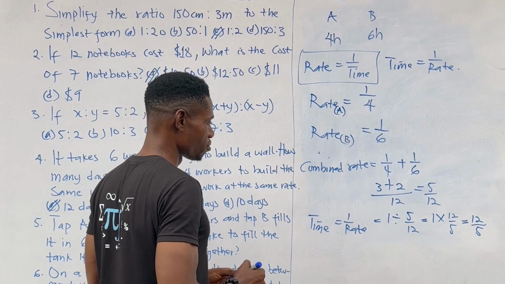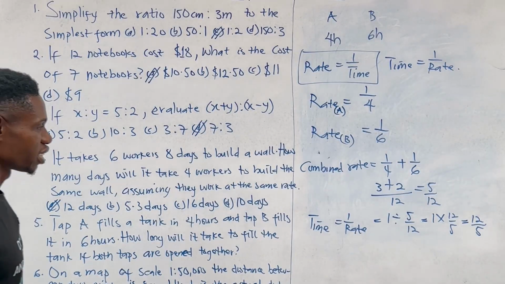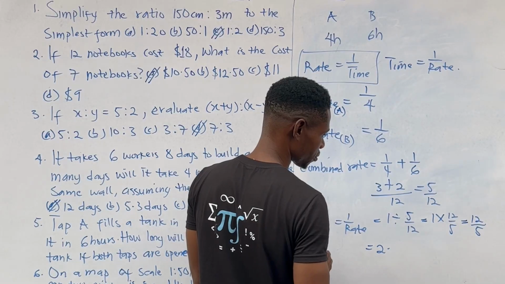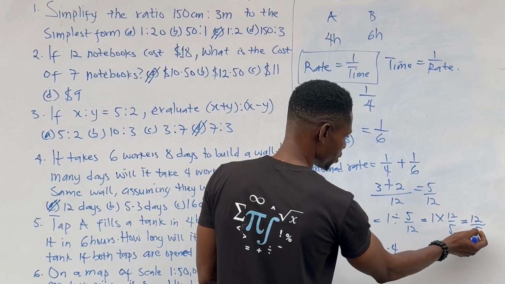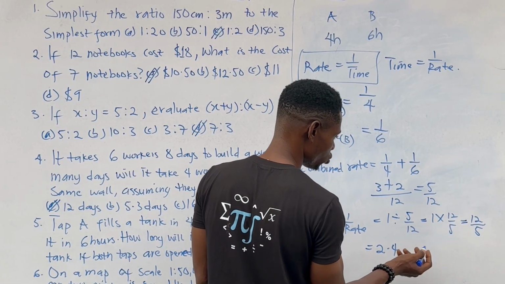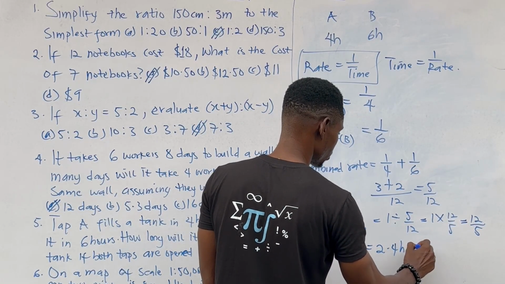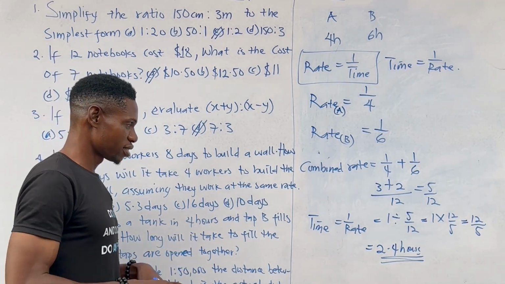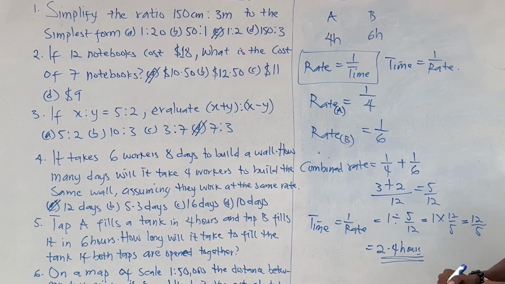Okay, so if we convert, options are not given for question 5. So let's get our answer. 12 divided by 5, that will be 2.4, because 5 in 12 is 2, remainder 2, 0. 5 in 20 is 4, so 2.4 hours. So it will take 2.4 hours for both taps to fill the tank when they are open together. Okay, so that's questions 1 to 5 we've treated.